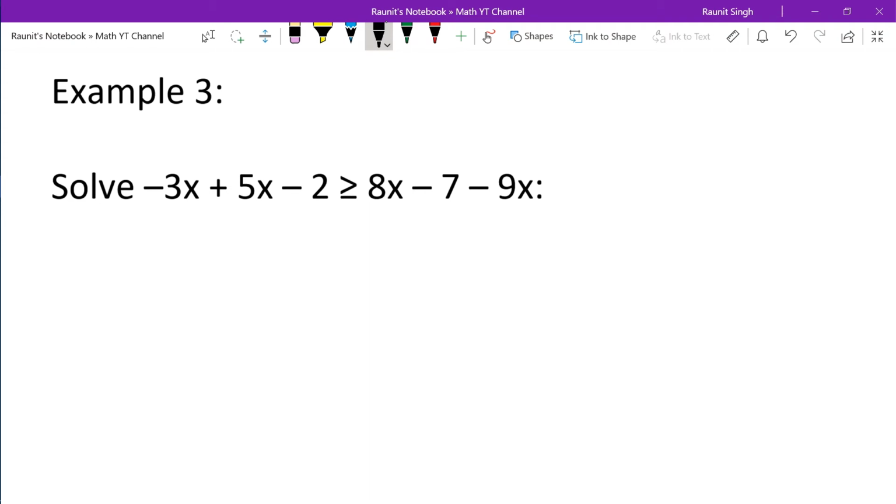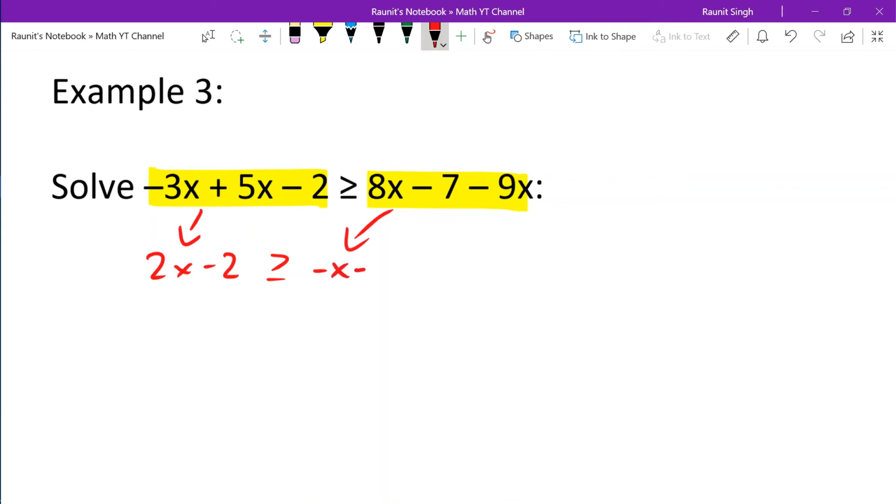So our next example, we have -3x plus 5x minus 2 is greater than or equal to 8x minus 7 minus 9x. So we're just going to simplify both of these sides separately. So for this one, we get -3x plus 5x, which is a positive 2x. We have no more numbers. Put a greater than or equal to sign. Simplify it. We get 8x minus 9x, which is equal to negative x, and we have negative 7.